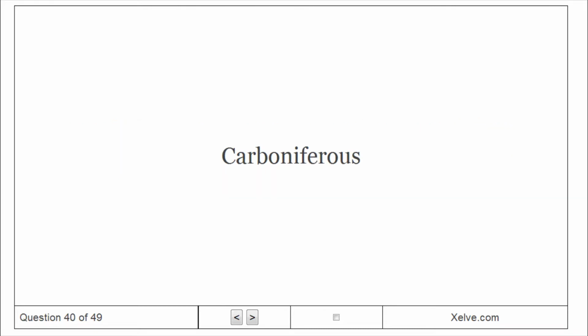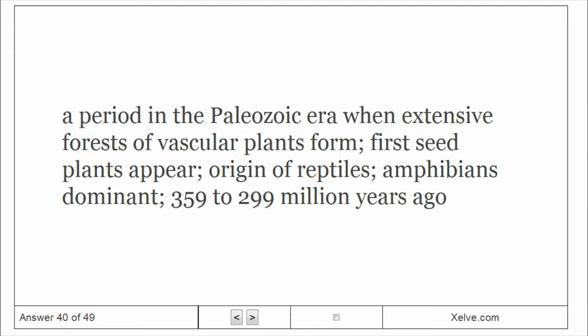Carboniferous. A period in the Paleozoic era when extensive forests of vascular plants form, first seed plants appear, origin of reptiles, amphibians dominant, 359 to 299 million years ago.